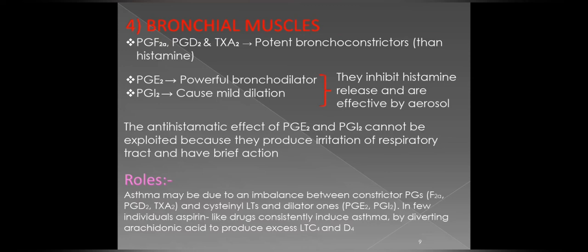Role: asthma is due to an imbalance between constrictor prostaglandins along with cysteinyl leukotrienes and dilatory prostaglandins, that is, F2 alpha, prostaglandin D2 and thromboxane A2 have a bronchoconstrictory action, and prostaglandin E2 and I2 have a dilatory action. So an imbalance between the constrictor prostaglandin and the dilator prostaglandin results in asthma. In some individuals, aspirin-like drugs can induce asthma by diverting arachidonic acid to produce excess of leukotriene C4 and leukotriene D4.